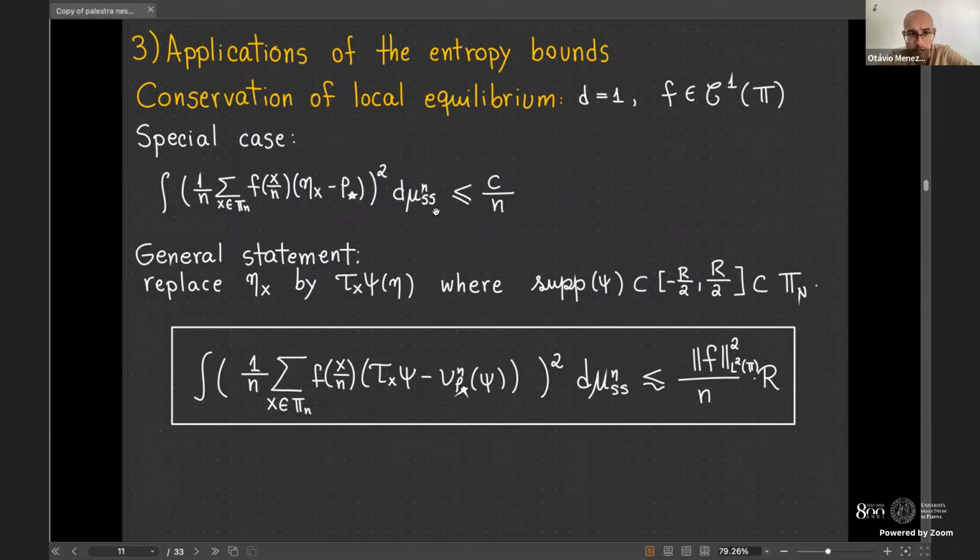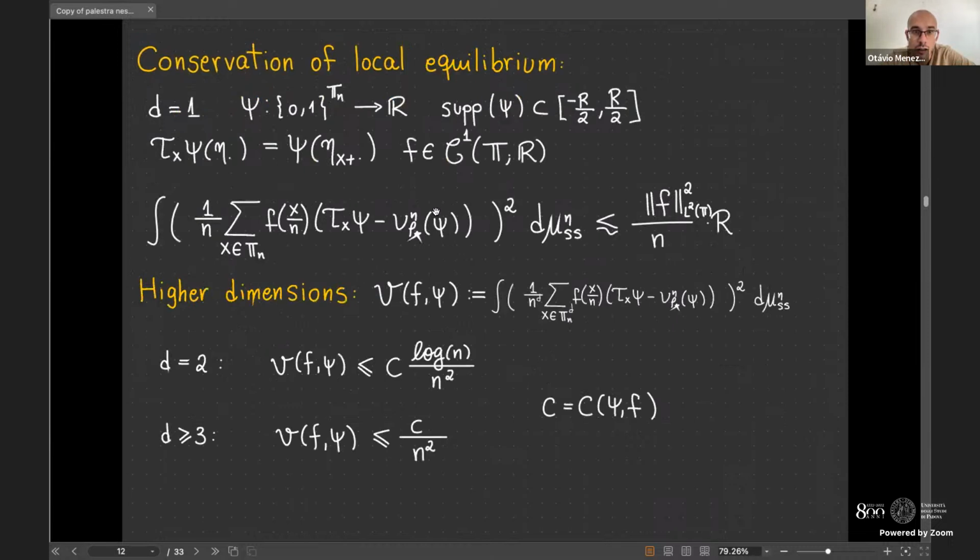And this is the type of thing you can get more or less easily if you have two ingredients at your disposal. One is a good estimate on the entropy, as we do, and second, that your reference measure, in our case IID, has good concentration properties. And for us, we do have an IID product measure. So here's the variance we try to estimate.